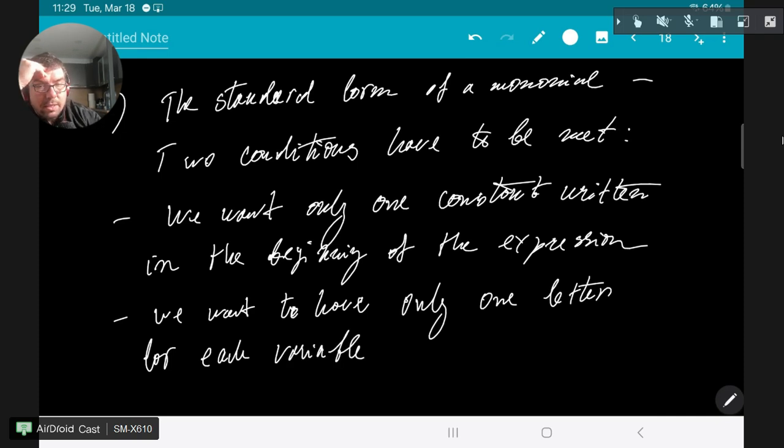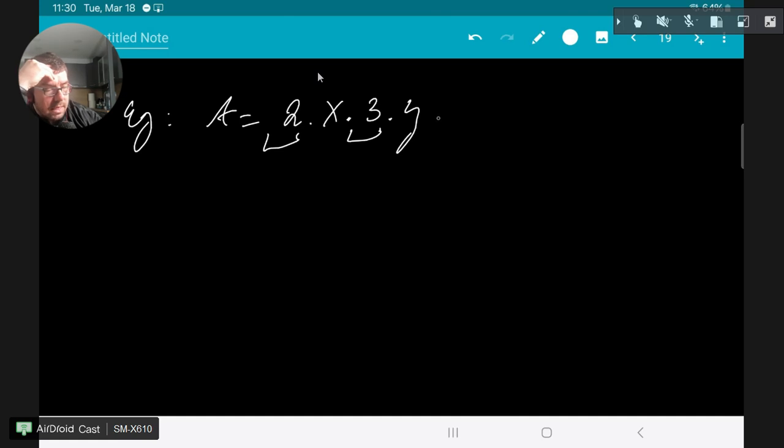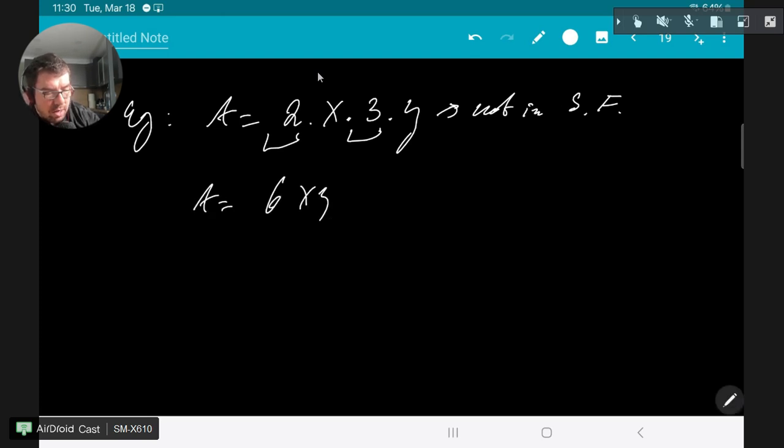Okay, so what does that mean? For example, if I have this monomial 2 times x times 3 times y, what is the problem here? I have two different constants. I have two different numbers that I am multiplying, and this is not in standard form. To make it into standard form, I just need to multiply those constants in order to have only one constant written in the beginning. So if I have 6xy, this is in standard form. Makes sense?